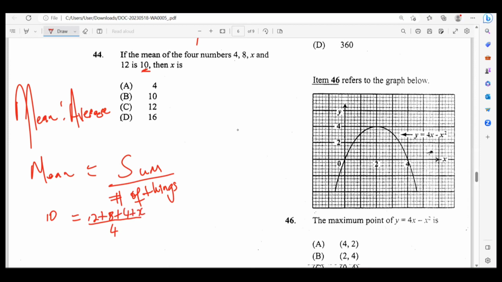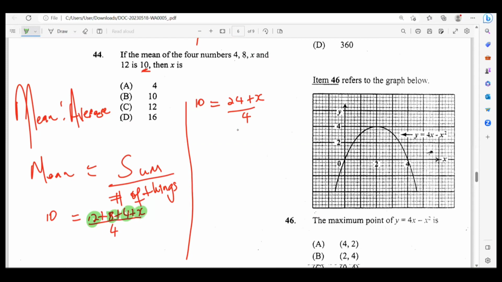Of course I can find x. All I have to do is take my time and work. For example, let me write it up here. If we add these quickly, 24. So let me just say this: 10 is equal to 24 plus x over 4. How did I get 24? 12 plus 8, 20 plus 4, 24 plus x.